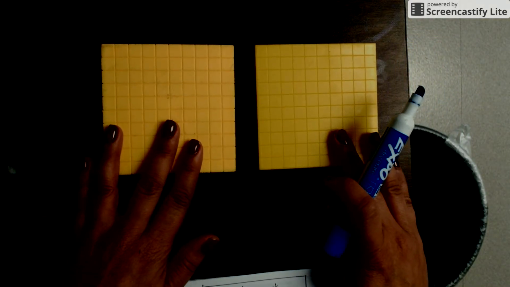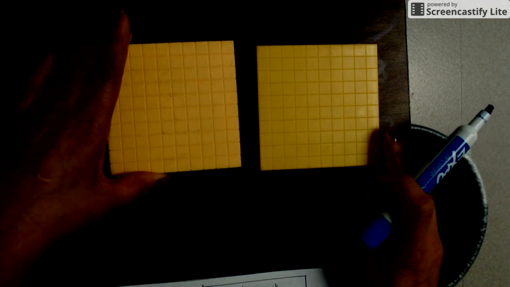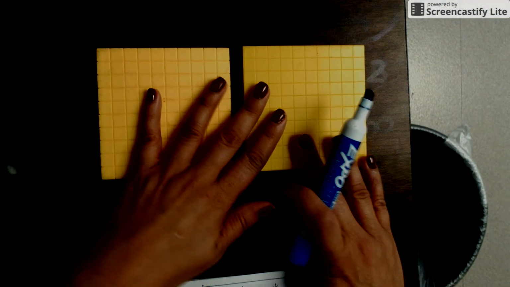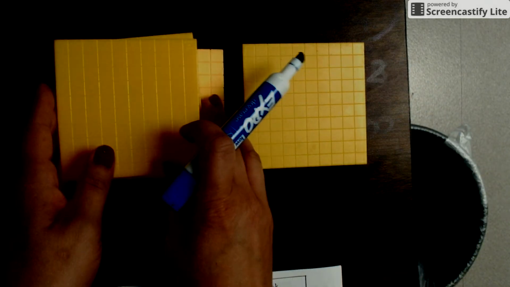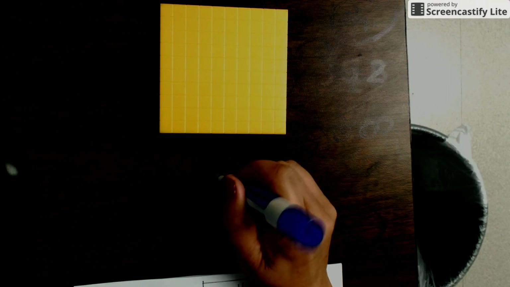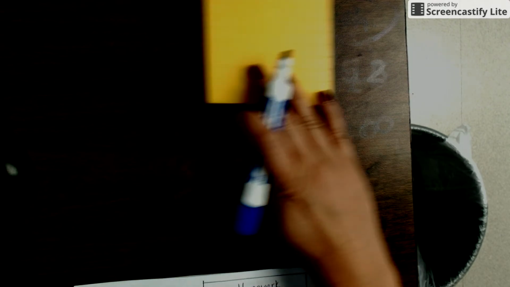So every one of these flats, when we're talking about decimals, equals a whole, one whole. So if I have 2 flats, that would be 2 wholes. If I had 3 flats, that would be 3 wholes. If I had 4 flats, then I would have 4 wholes. Okay, or ones.